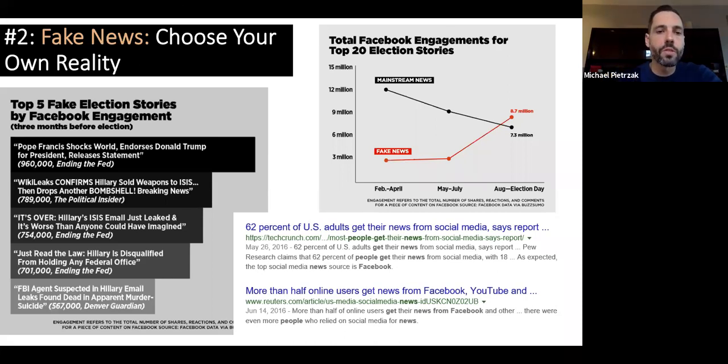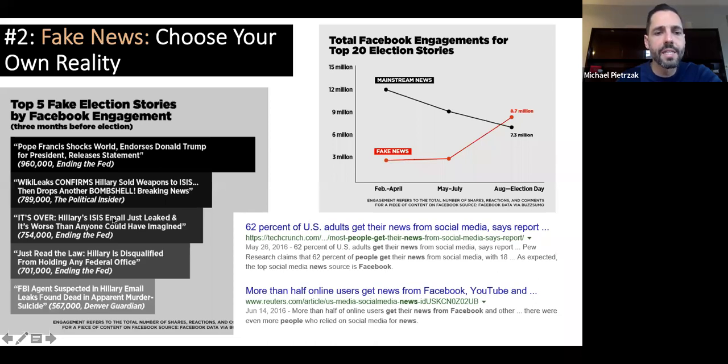Look at some other fake news stories here. Pope Francis shocks the world, endorses Donald Trump for president. The Pope would never endorse a political candidate, especially not Donald Trump. 960,000 people saw that story. WikiLeaks confirms Hillary sold weapons to ISIS, then drops another bombshell, right? Clickbait, pure clickbait. 789,000 people saw that. It's clearly nonsense. It's not true that Hillary sold weapons to ISIS.